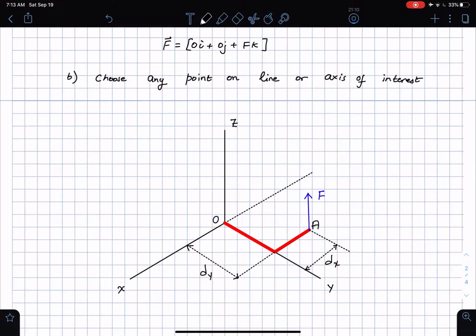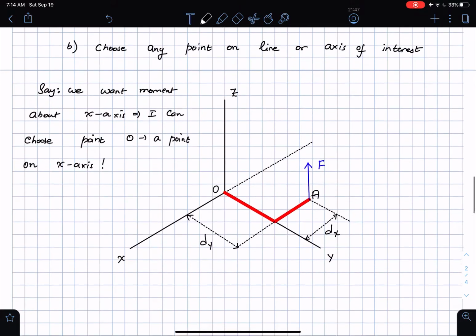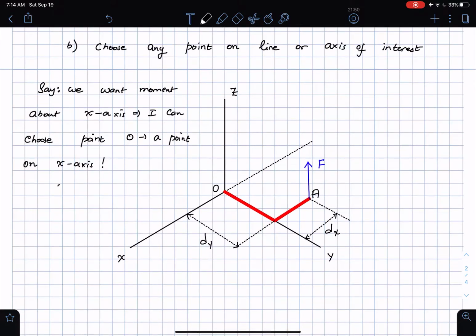So for this step, say we want the moment about the x-axis, which means I can choose point O, which is a point on the x-axis. Once again, the key word is I can choose any point on the line or axis of interest. In this case, I choose the point O. Then I write the coordinates of that point O, which is 0, 0, 0.